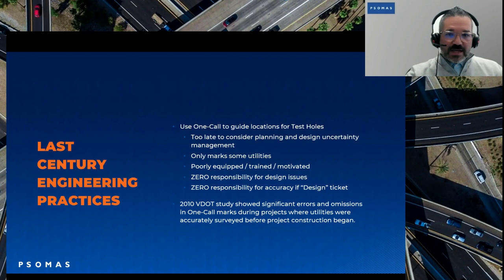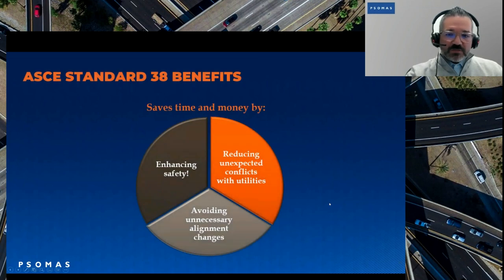So, ASCE Standard 38 benefits. And this is really important to understand, because ASCE Standard 38 was created to save time and money. The objective was to enhance safety, reduce unexpected conflicts with utilities, and avoid unnecessary alignment changes. By understanding how to properly map, research, and detect the utilities, the feeling was that we would have a better project. And by the time we got to construction, you would have fewer RFIs, fewer change orders, less back charges.